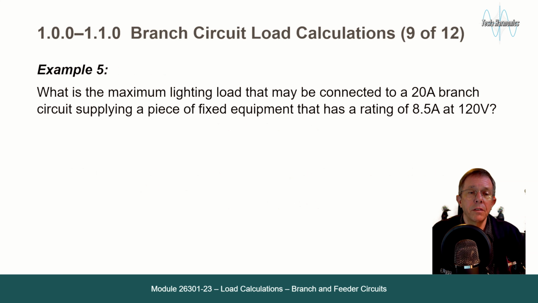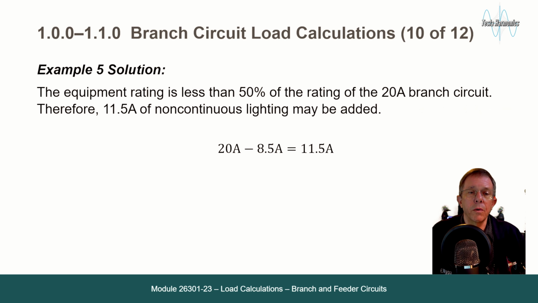Example 5. What is the maximum lighting load that may be connected to a 20 amp branch circuit supplying a piece of fixed equipment that has a rating of 8.5 amps at 120 volts? The equipment rating is less than 50% of the rating of the 20 amp branch circuit, therefore 11.5 amps of non-continuous lighting may be added.